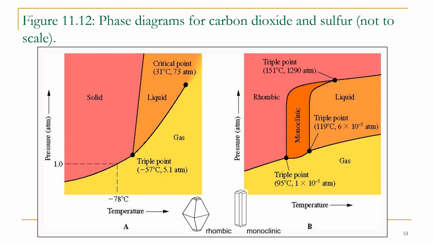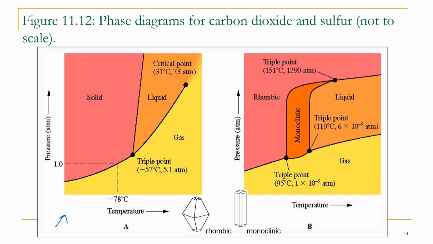Here's showing you just a couple of things. The one on the left here is carbon dioxide. And what I particularly want you to see, notice where the triple point is, negative 57 degrees Celsius and 5.1 atmospheres. That means liquid cannot exist at lower pressures than 5 atmospheres. And that's why we have dry ice.